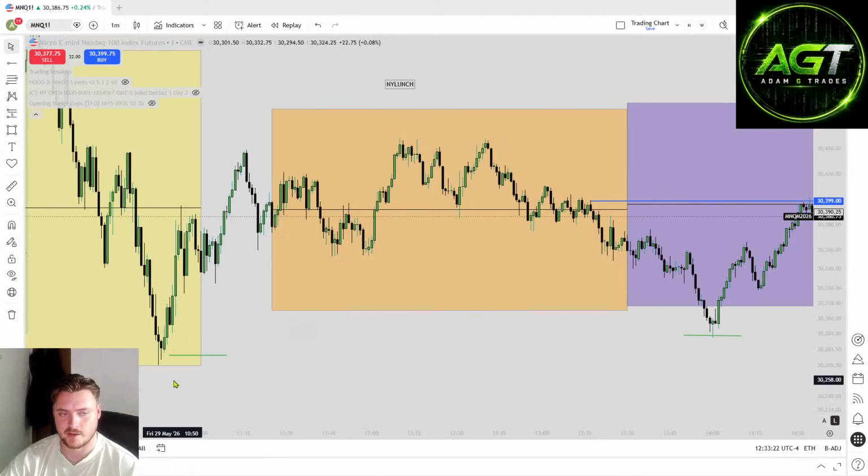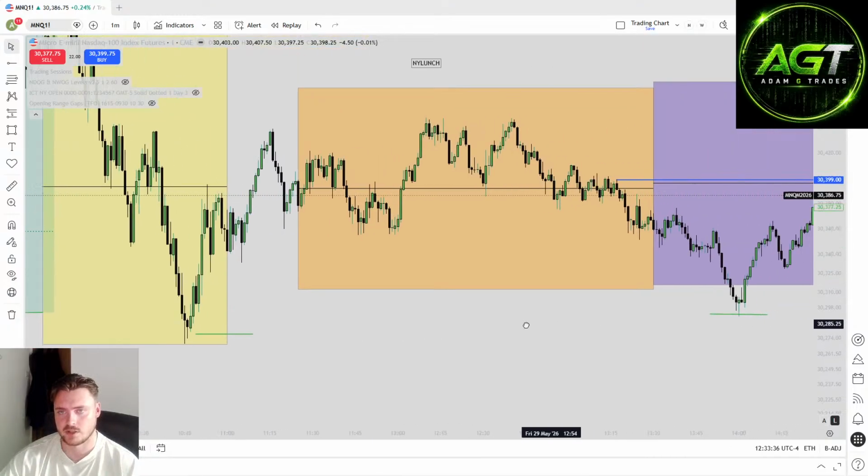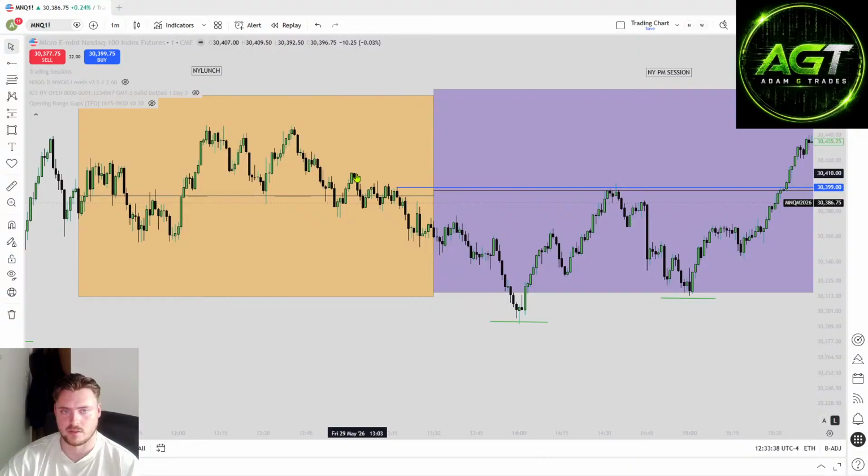This low here, there's no relatively equal low. So price doesn't want to go back to that. There's no relatively equal low. So price is interested in it going back to this low. It's not as significant as, for example, these relative equal highs.